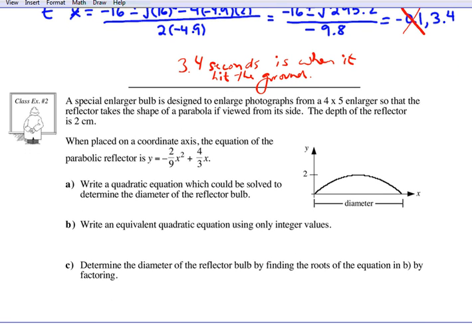One more question. A special enlarger bulb is designed to enlarge photographs from a 4x5 so that the reflector takes the shape of a parabola, from the side. The depth of the reflector is 2 centimeters. So the first question says, when placed on a coordinate axis, so they already did that for us, the equation is given. So they gave us the equation. Write a quadratic equation that could be solved to determine the diameter of the reflector bulb.